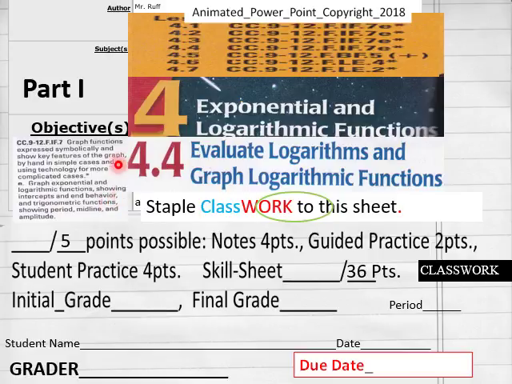This is our objective here. We've got 36 points on our skill sheet, and then we have 5 points worth of notes to take in your notebook or your note-taking guide.